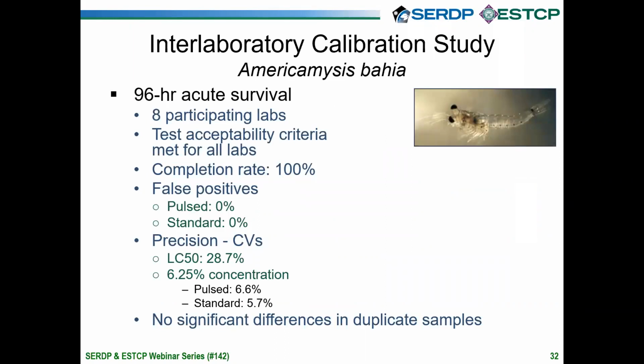So I'm going to show the data real quick for the mysid shrimp. We have even tighter data associated with the shrimp. We had 8 participant labs. We had 100% completion rate, no false positives associated with those control samples. And our precision is much lower. And if you look at the precision of that 6.25% concentration, they're extremely low, which gives us a lot of confidence in laboratories' abilities to perform the pulse exposure method relative to the standard method.